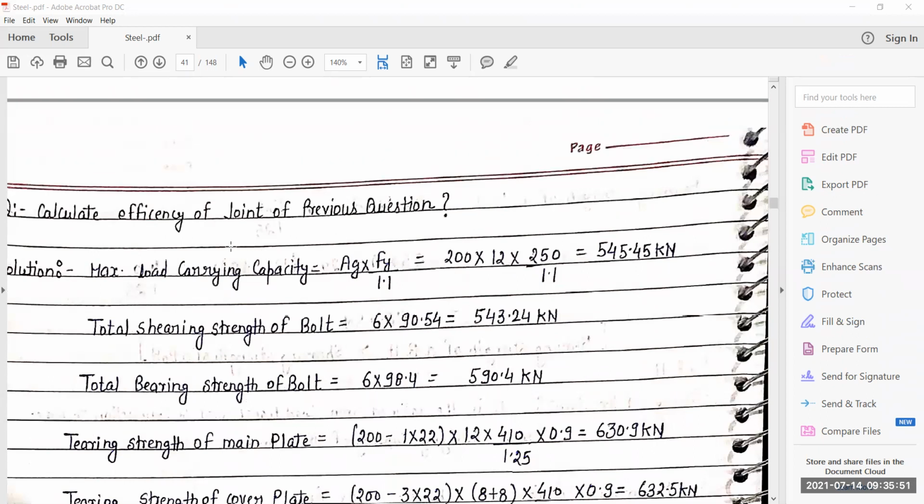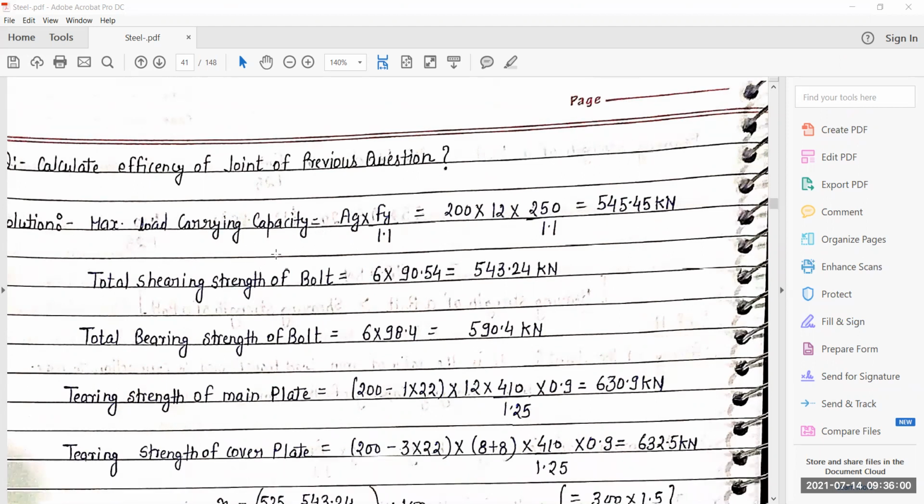Then now calculate the efficiency of the joint from the previous question. How to calculate the efficiency? The maximum load carrying capacity is equal to Ag into Fy upon 1.1, equal to 200 into 12 into 250 upon 1.1. Then you get the result 545.45 kilonewton. Then the total shear strength of the bolts is 6 into 90.54, you get 543.24. The total bearing strength of the bolts is 6 into 98.4.